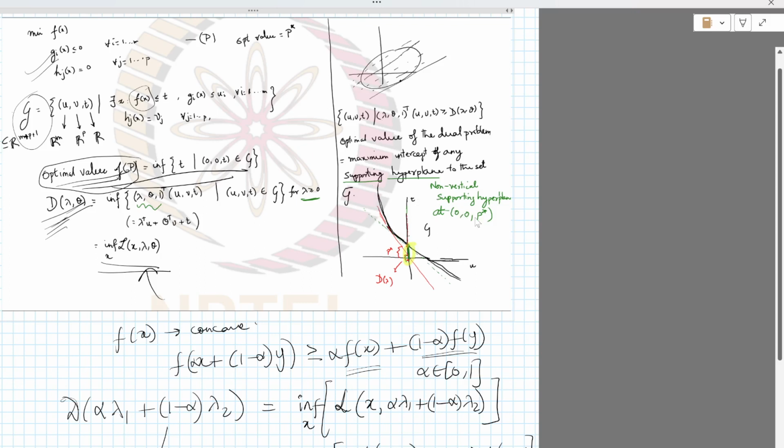Here this P star will be some point, and if you draw the tangent, the supporting hyperplane at this 0, 0, P star point, then the intercept at which this hyperplane intersects T, that intercept, the maximum intercept, is the optimal value of the dual problem, and the gap you have is the duality gap.